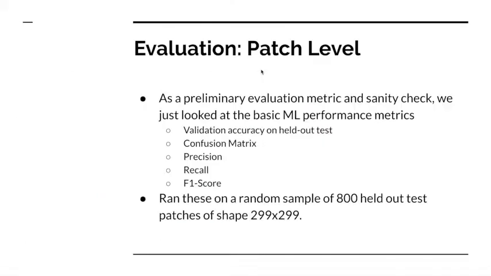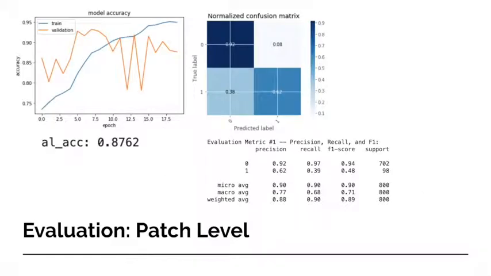Yep, so basically the first thing that we did for evaluation, and this isn't our actual evaluation metric, was we just looked at all of these standard ML performance metrics that we show here. This is how our model did. We had around an 87.62% overall validation accuracy, a confusion matrix looking like this, and then recall and F1 score.